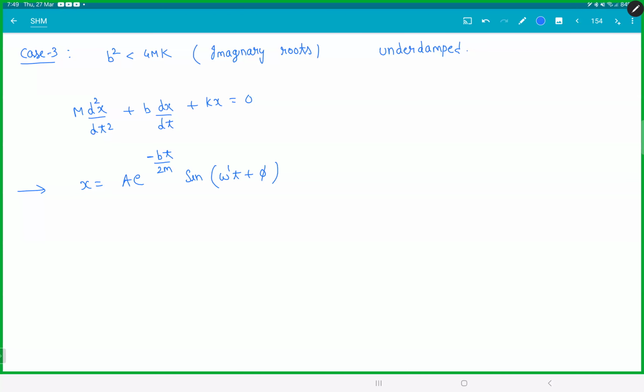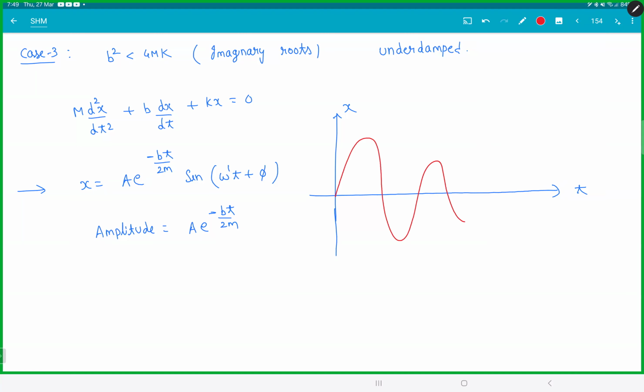This looks like an SHM equation, but if you look at this amplitude part, this is not constant. The amplitude is decreasing with time. The amplitude here is A e^(-bt/2m). If you try to plot this graph, a normal sine graph will look like a sine wave, but this will be a sine wave with decreasing amplitude. You're getting it? The amplitude will keep on dropping.